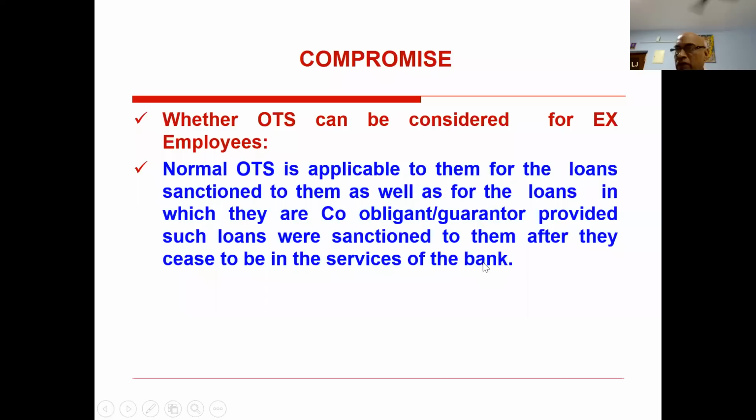So after they come out of the services of the bank, they have availed a loan or they stood as a guarantor or co-obligant for a loan. If this loan becomes NPA, normal OTS scheme, what you have calculated, you can do the normal OTS, respective sanctioning authorities can settle the OTS.